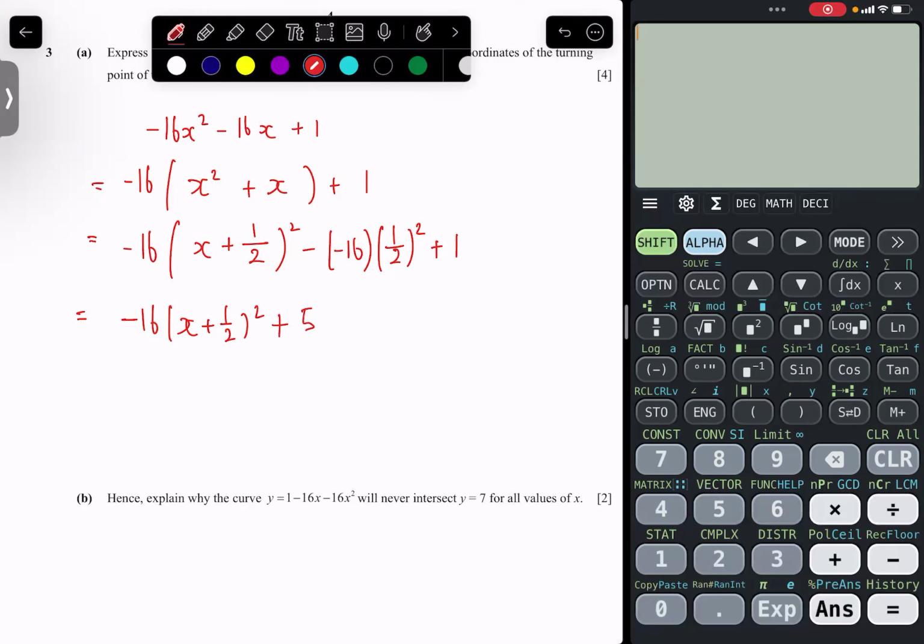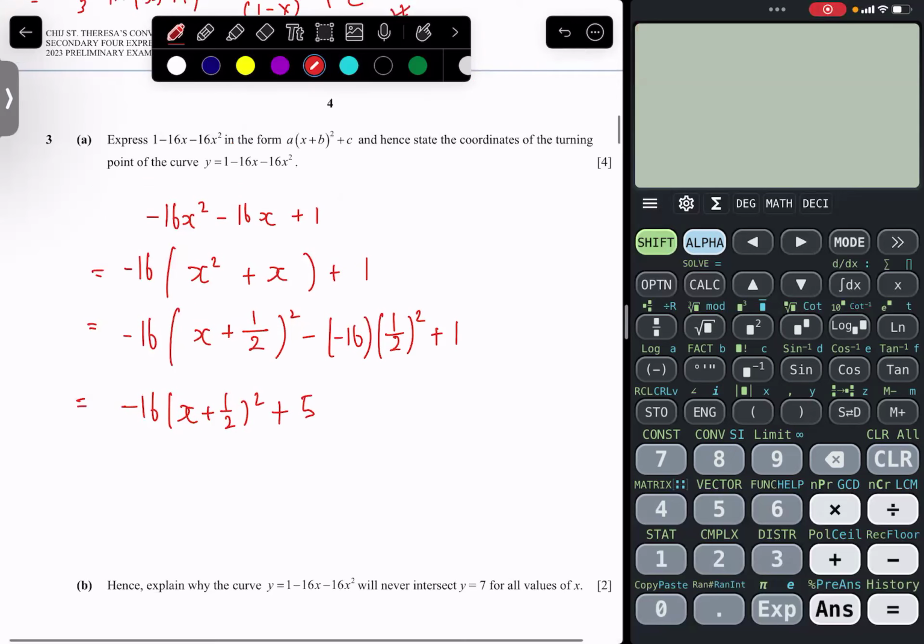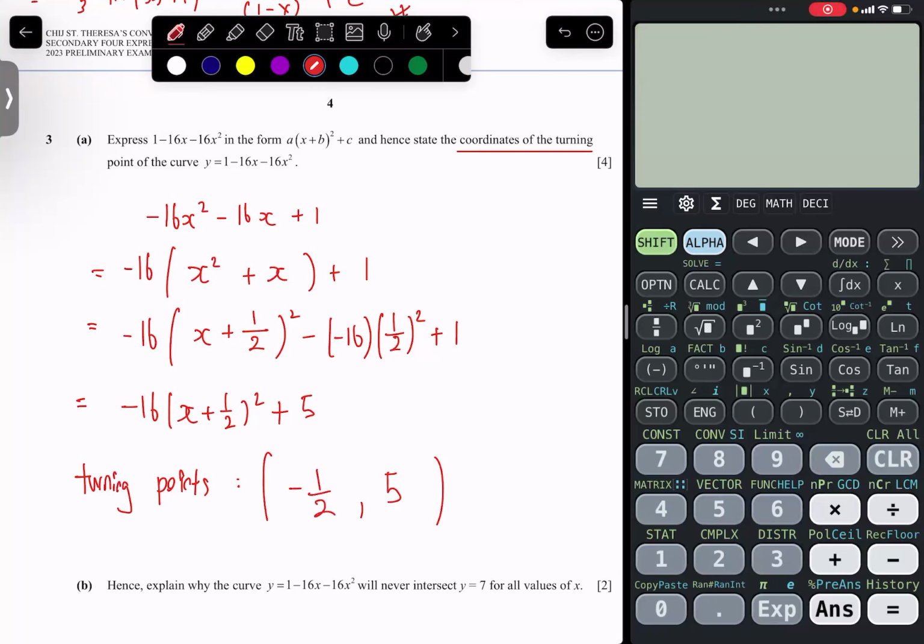Okay, now from a completed square form, we are able to just observe the turning point from the effects of completing the square. The turning point will be taken from the two values down here, the half and the 5. This is going to be a y coordinate of 5, but the x coordinate is not exactly half, it's going to be negative half. It's going to be the opposite of the bracket. So the opposite of the bracket, and the number that follows, is my turning point.